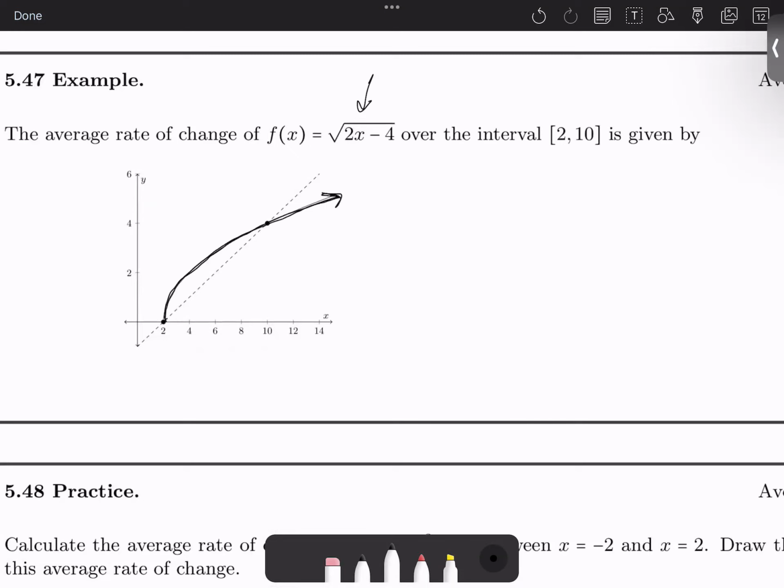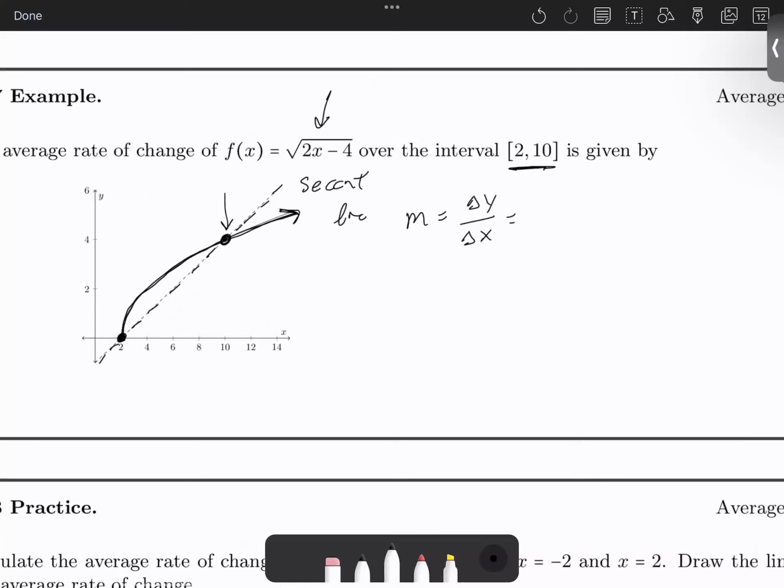And we can find the average rate of change over the interval 2 to 10 by plotting a point at 2, plotting a point at 10, and then finding the slope of the straight line that goes through those points. This is called a secant line. And we know how to find slopes of straight lines, right? The slope of the straight line is change in y over change in x.